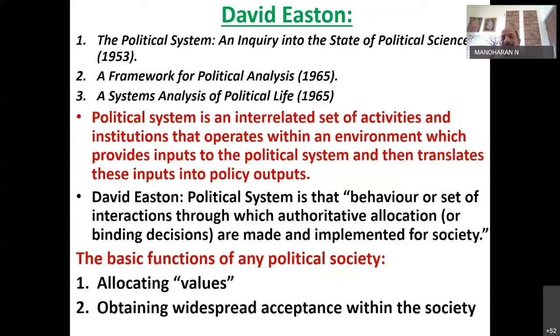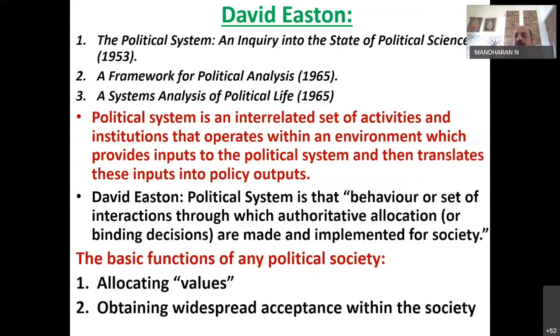He says any system that is involved in the authoritative allocation of values, implemented in a particular system, he calls it a state. That's what he says here. The political system is a behavior. Political system here means either a country or whatever, a set of interactions through which authoritative allocations are made, which means here authoritative means who is the authority.